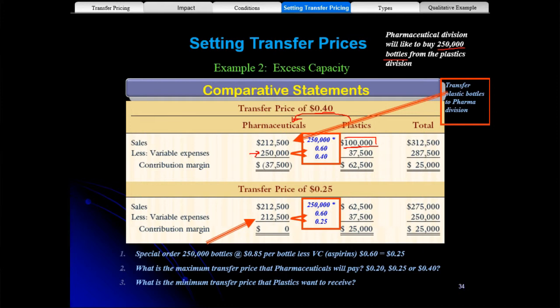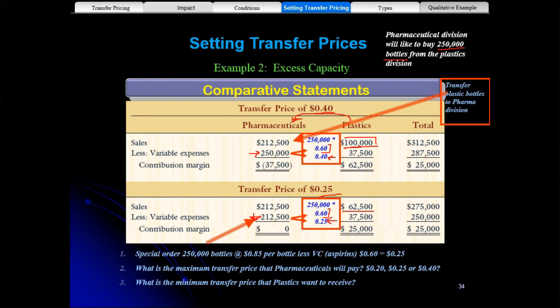Now, at 25 cents, plastics division only gets $62,500, and pharmaceuticals division starts to get a saving of that amount in lower variable expenses. Just note that the pharmaceutical division has a 60-cent variable cost here. We're just looking at the transfer price of 40 cents and 25 cents here.